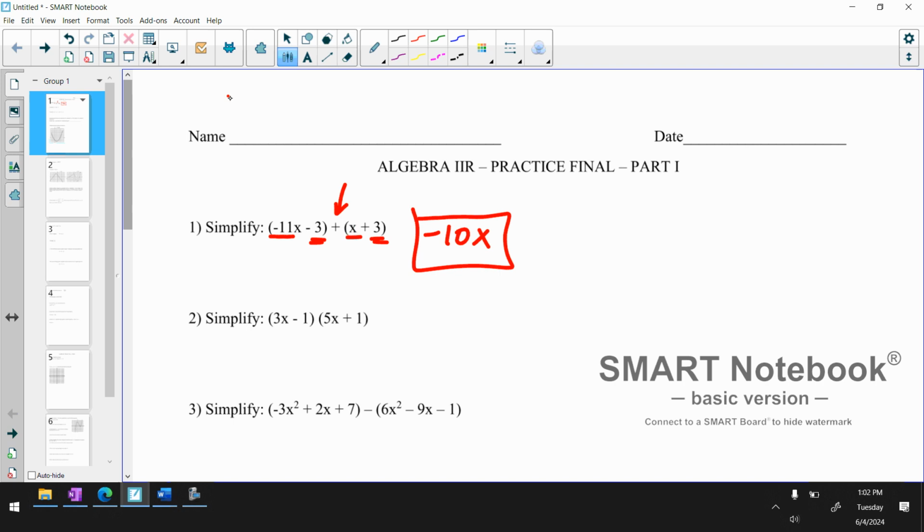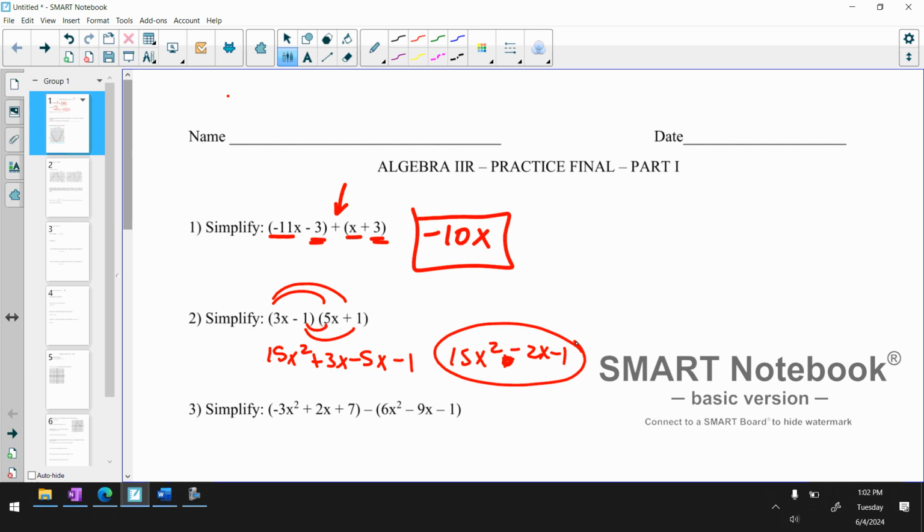All right, next one. This one you multiply or FOIL or double distribute, whatever you call it. So I get 15x squared plus 3x minus 5x minus 1, which gets me 15x squared minus 2x minus 1.